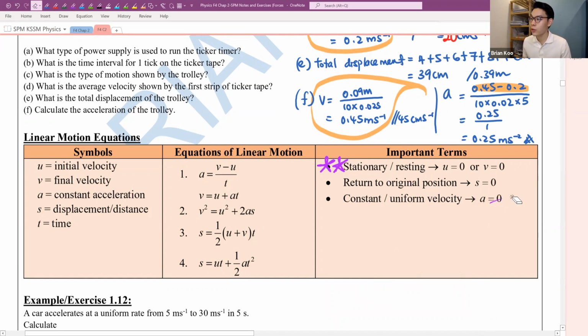So imagine if you are having just the same speed. You are not speeding up, you are not slowing down. Acceleration means you are speeding up or you are slowing down. If you are just at the same speed, not speeding up, then acceleration would be zero. Constant speed, constant velocity, acceleration is zero, right? Now is when we look at the real deal.